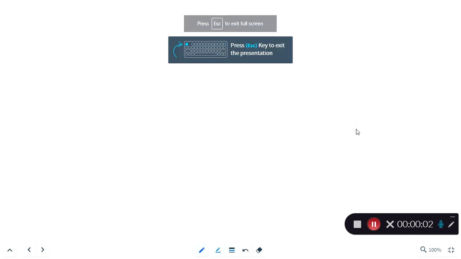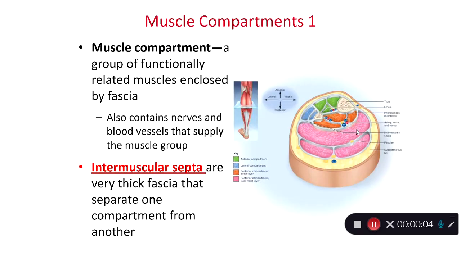Hi class, in this presentation we're going to continue our discussion of skeletal muscle organization, and we're going to dive in and focus on muscle compartments. Within a given muscle, we can have different groupings, and these groupings are called compartments. All the muscles within a compartment are going to have the same overall function, a similar purpose.